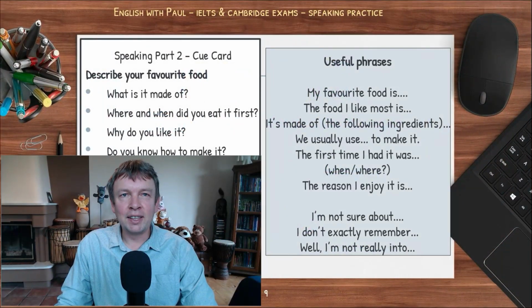Here is an example answer. The food I like most is probably vegetarian pizza. And it's made of the following ingredients. First, you have to make dough, for which you need flour, water, and yeast. After you've finished making your dough, you can put some ingredients on top of that, including tomato sauce, some vegetables, mushrooms, and sprinkle it with cheese.